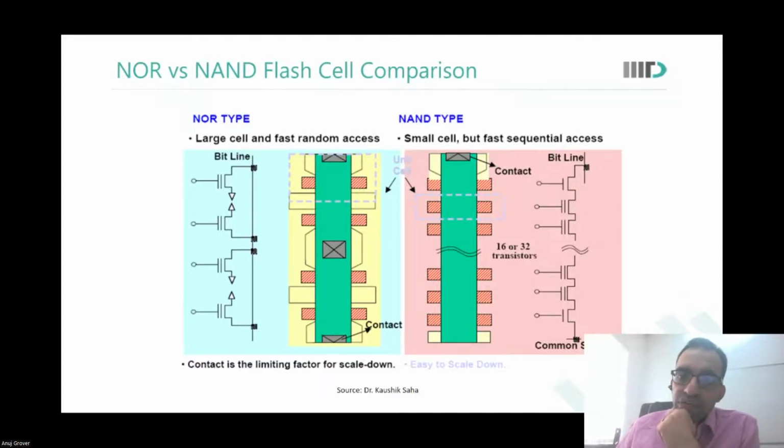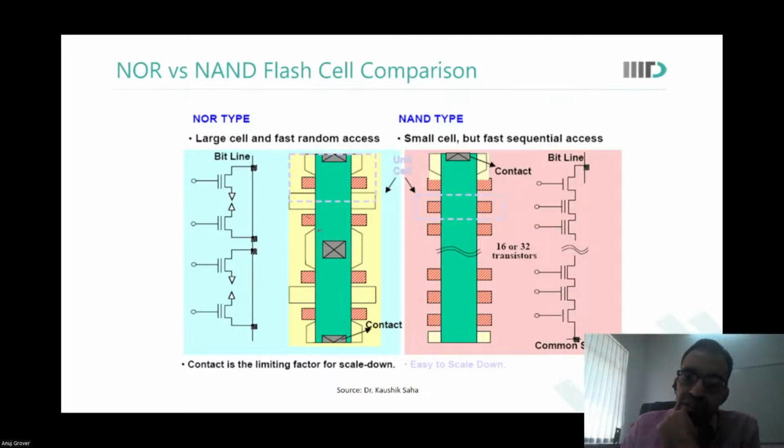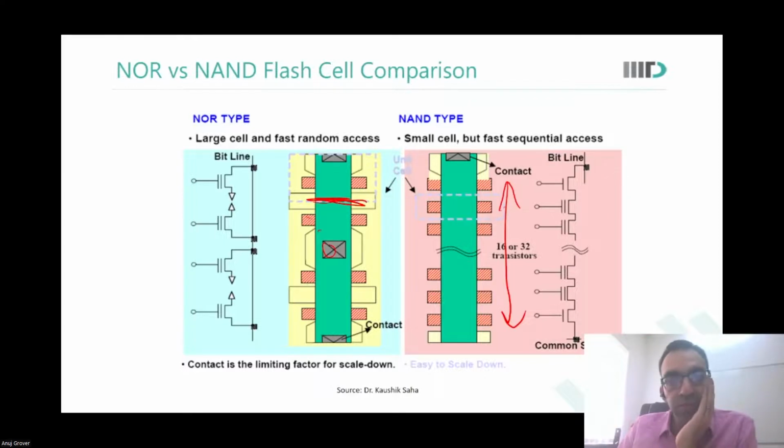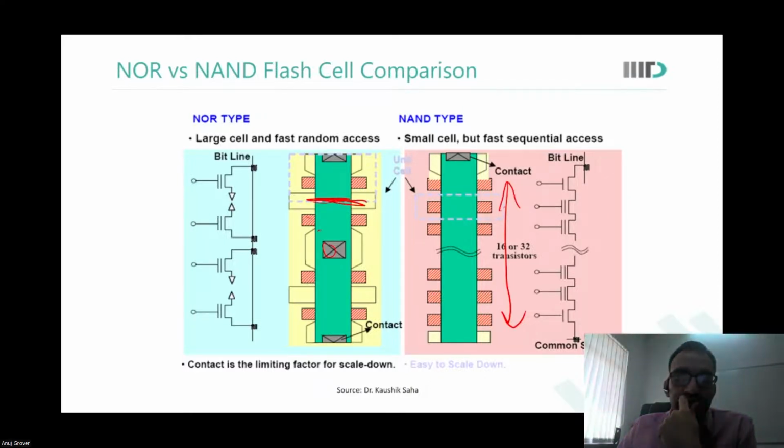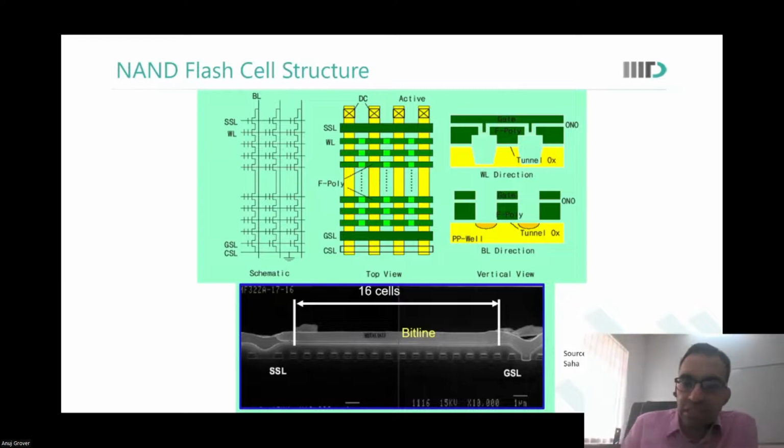So this is how it appears in the layout, where after every poly you had a contact or a source line running in, and over here for the NAND it's completely just a string of devices, no space for contacts. So for the NOR flash, contact is what limits further scaling of area. NAND flash can actually scale down at the same pace as the poly to poly spacing scales down. At least that was what the initial thought was. And you see, this is how your NAND flash is denser.